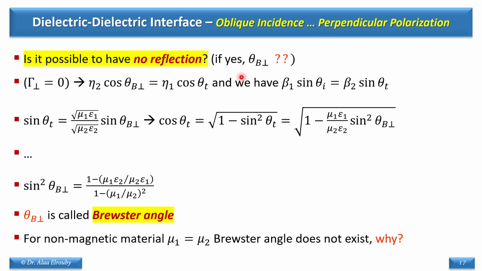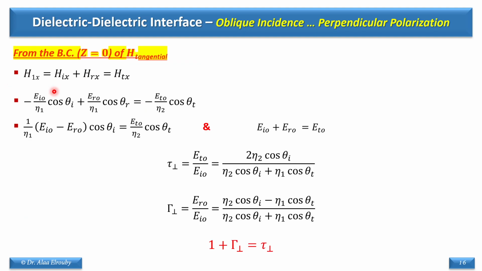So a question here: is it possible to have no reflection? Is it possible that we have gamma perpendicular equal to 0? Let us see the possibility of this. If we want gamma perpendicular to equal 0, is it possible if the numerator equals 0? Then we have no reflection.